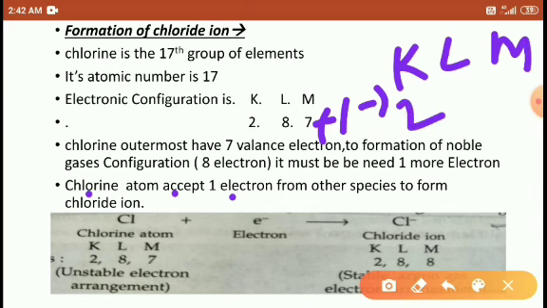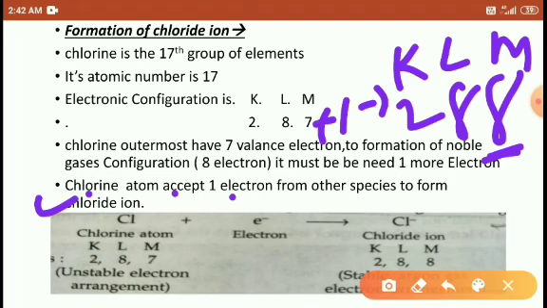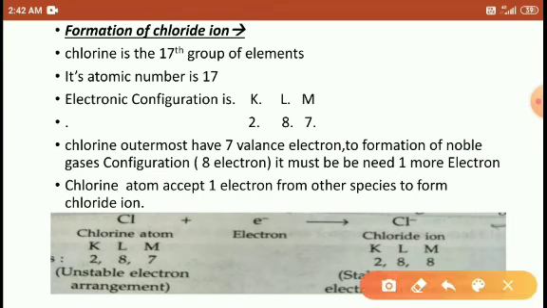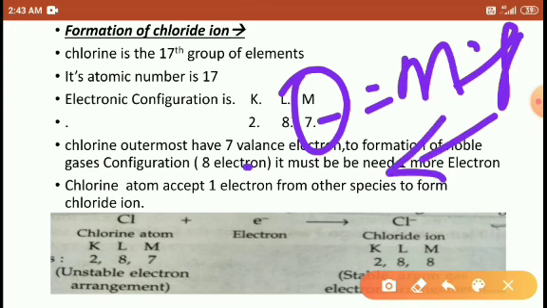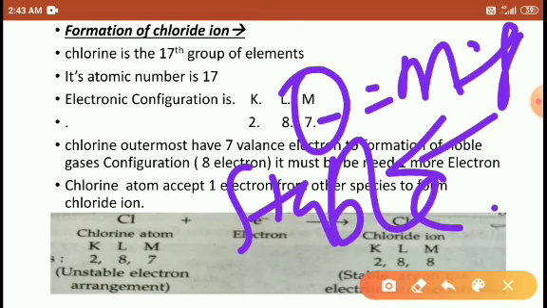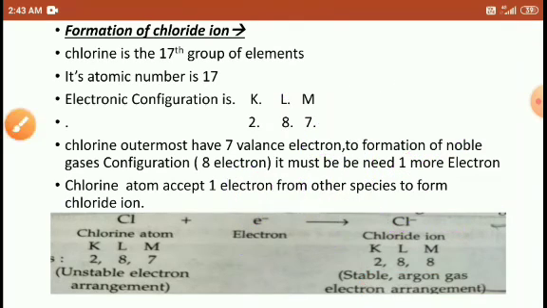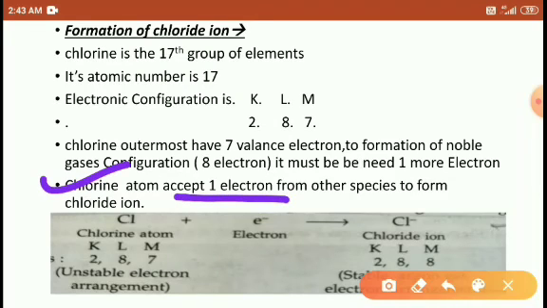When chlorine accepts 1 electron in the M shell, KLM becomes K2, L8, M8. Then chlorine accepts 1 electron from other species to form the chloride ion. Now it becomes the chloride ion. When the M shell accepts 1 electron, the M shell becomes 8 electrons. The 8 electron configuration is stable. So chlorine accepts 1 electron from other species to form the chloride ion.